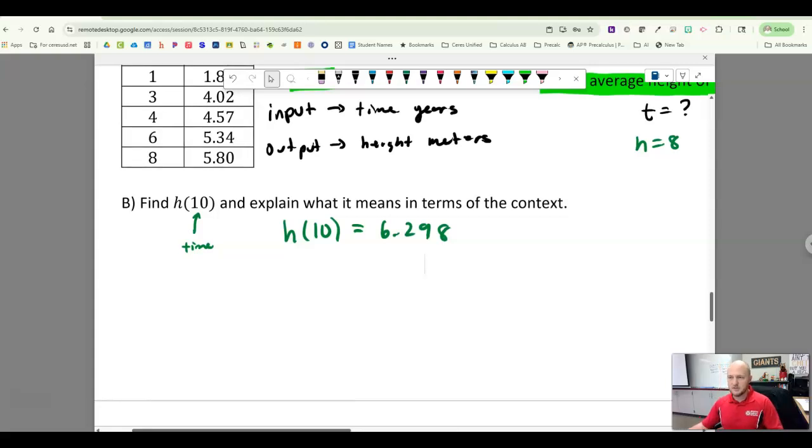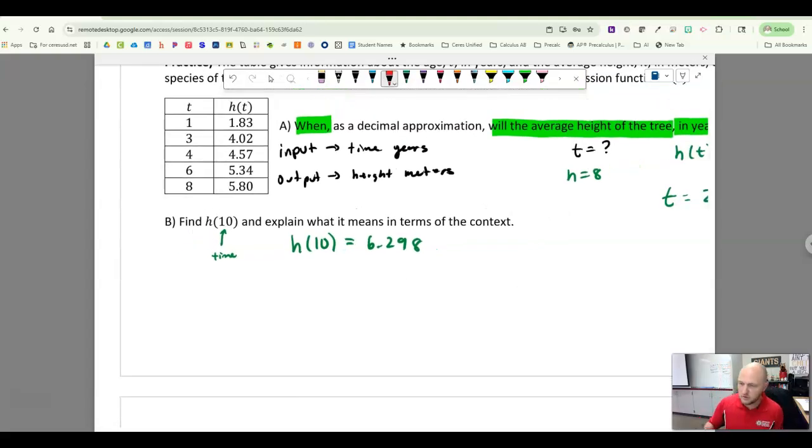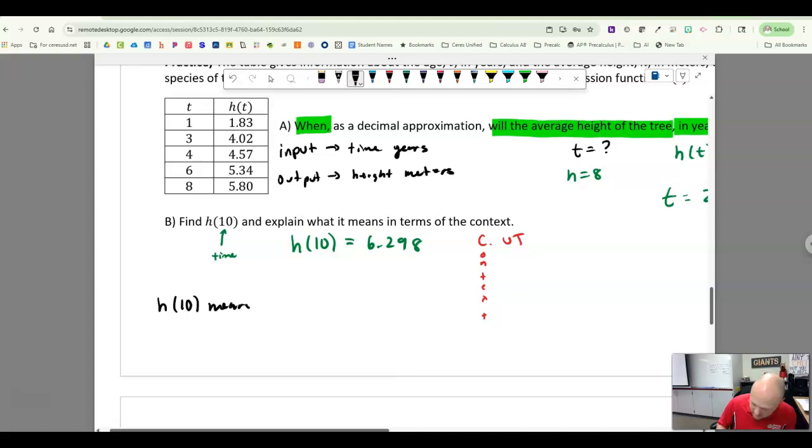And what does this mean in terms of the context? Whenever they say, what is this in context, I always use the acronym CUT. So the C stands for context. What are we talking about? So h of 10 means the height, or the average height, of the tree at t equals 10 years.